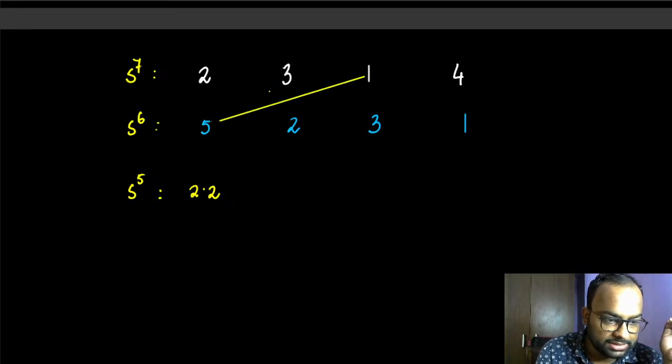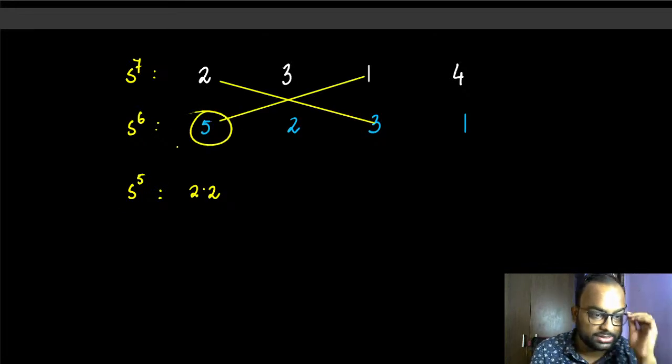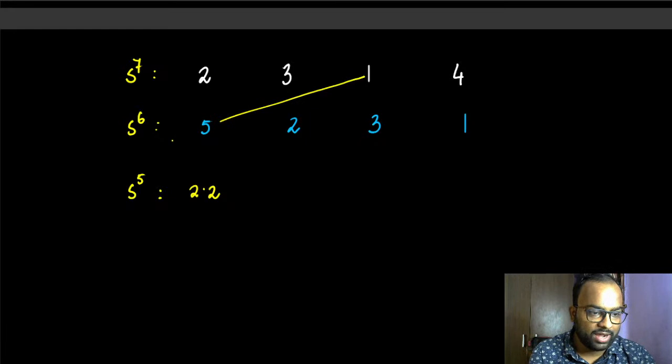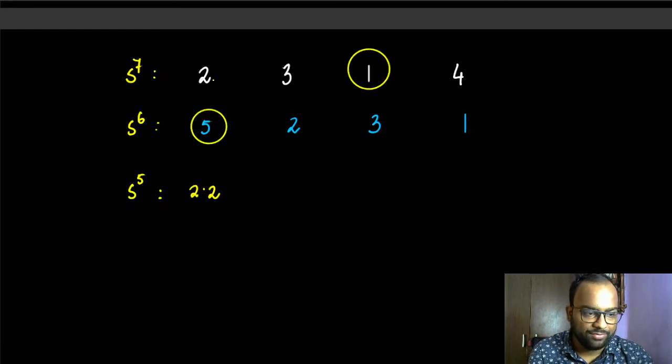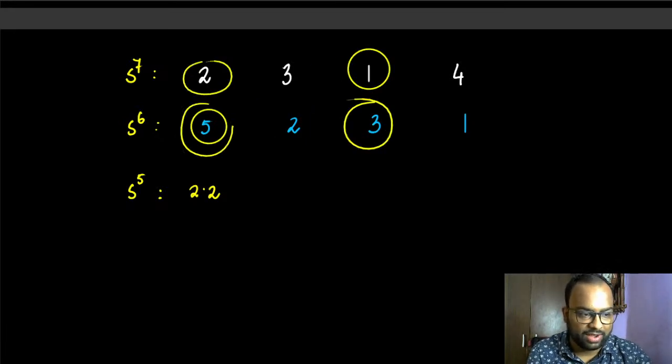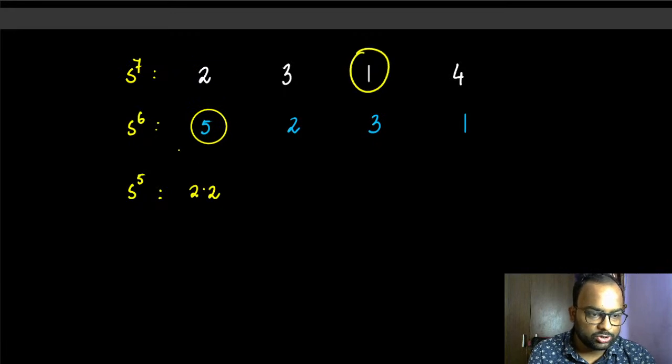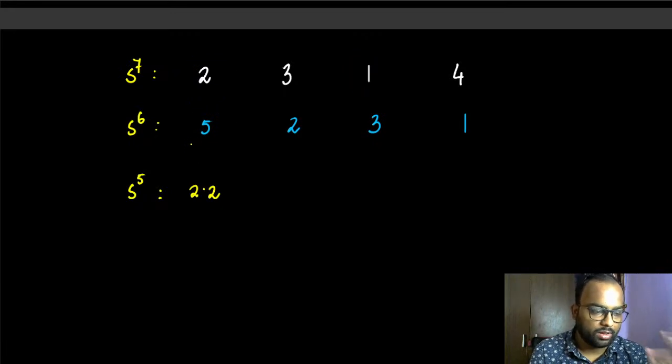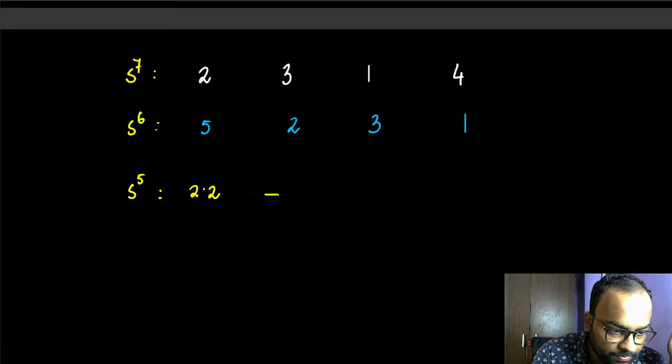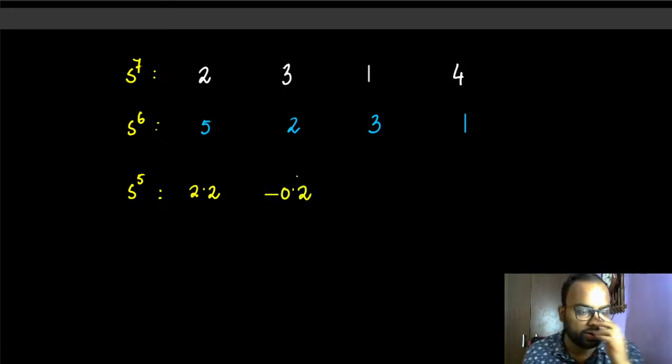Now this minus this divided by this. That's going to be 5 minus 6 divided by 5, so that's minus 1 divided by 5. That's going to be minus 0.2.